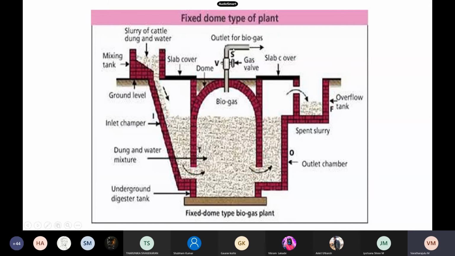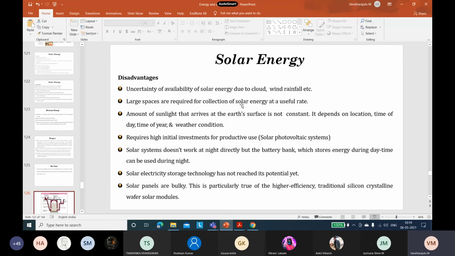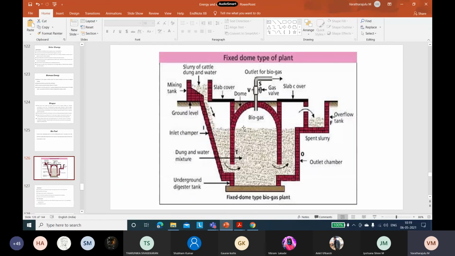Here we are giving the input, and the output is attained from the outlet for biogas. We'll discuss the biogas plant in detail in tomorrow's session.